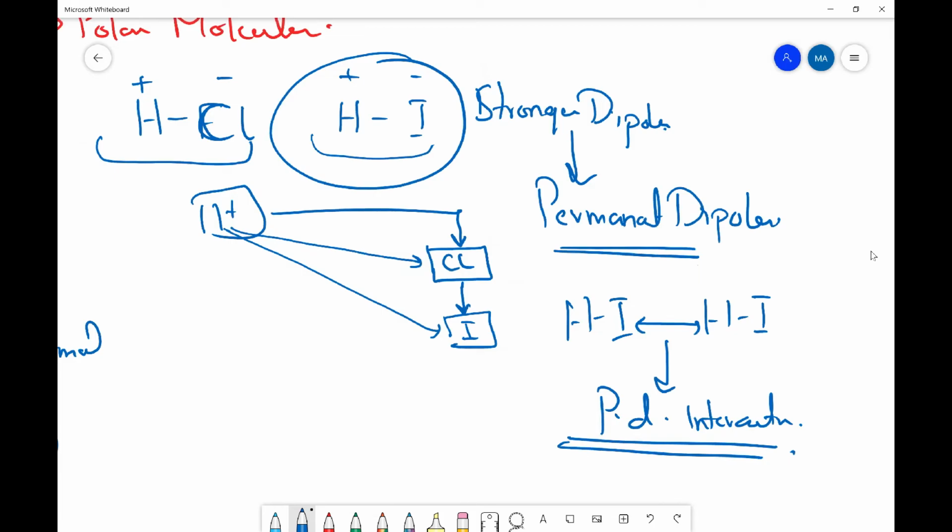And you figure that out by looking at the difference in the values of the electronegativities. All right.